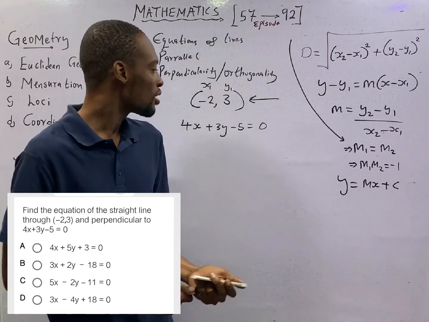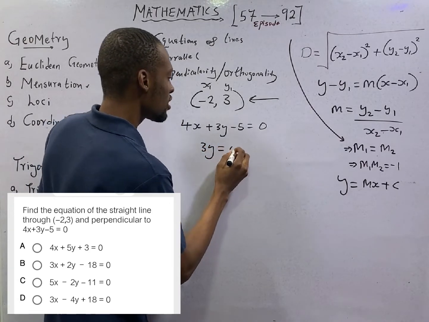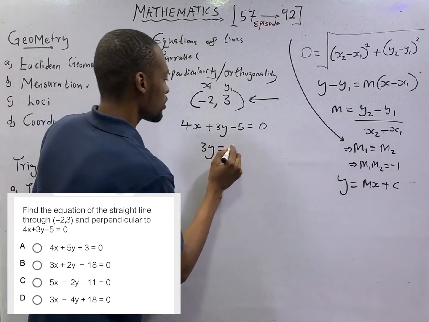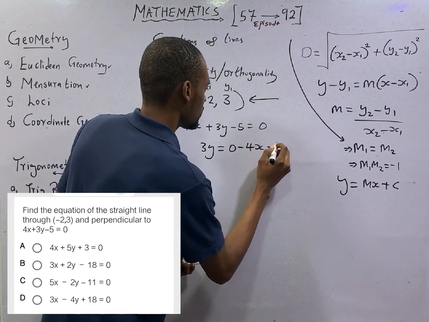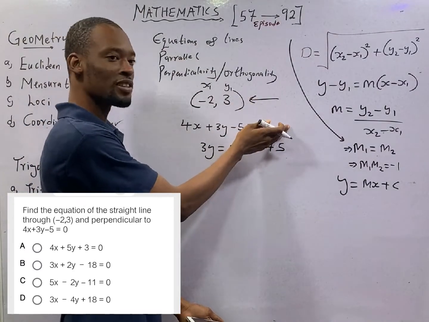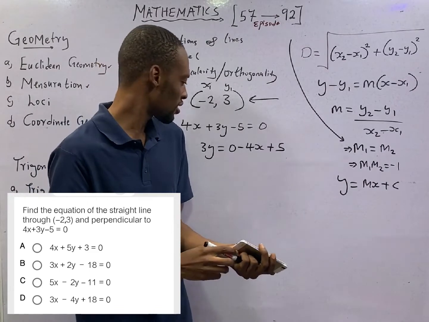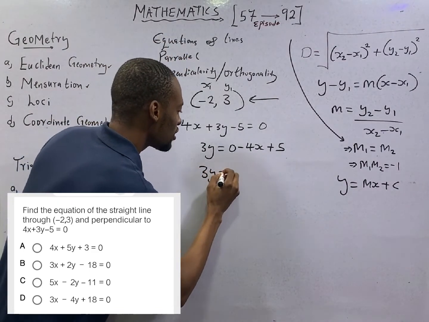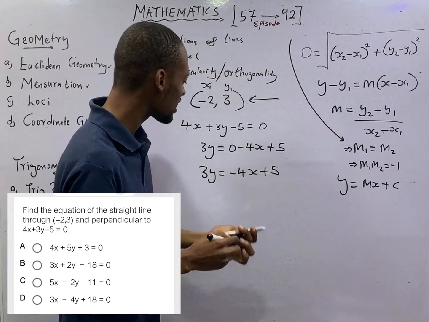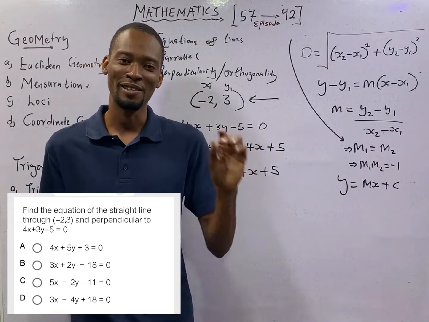In an equation of a line, make y the subject, because y = mx + c, where m is your slope. From here, we have 3y = 0 - 4x + 5. 4x goes to the other side of the equal sign to become -4x, and -5 crosses to become +5. From here, 3y = -4x + 5.